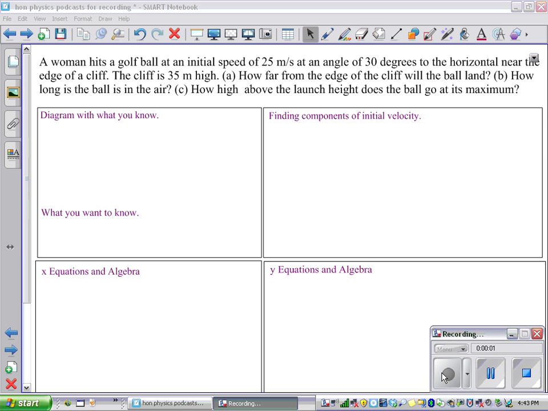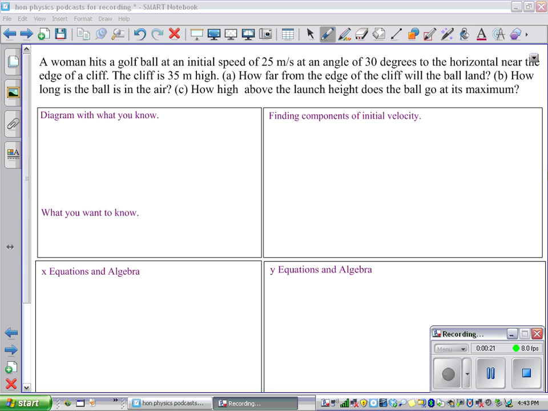In this podcast, you'll see how to solve a projectile motion problem, also known as a motion in 2 dimensions problem. The problem reads: a woman hits a golf ball at an initial speed of 25 meters per second at an angle of 30 degrees to the horizontal near the edge of a cliff.